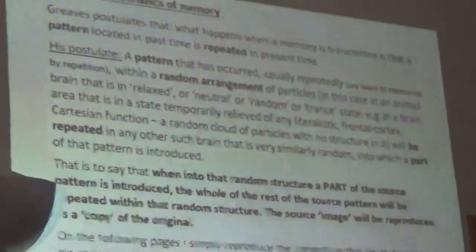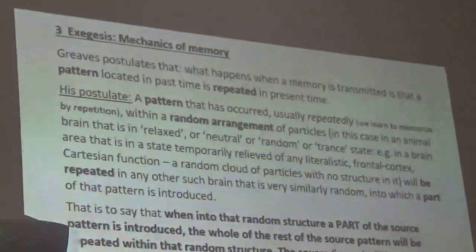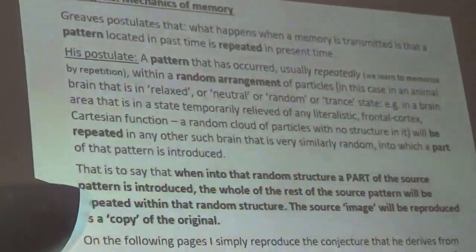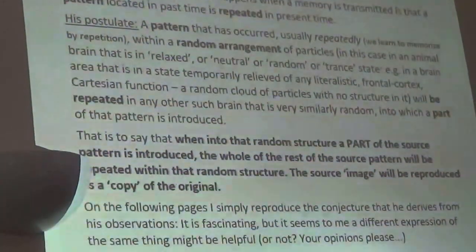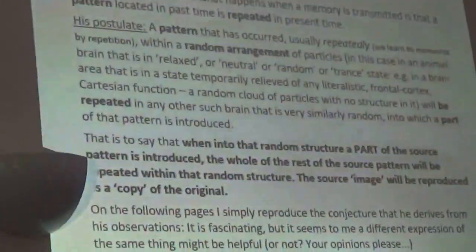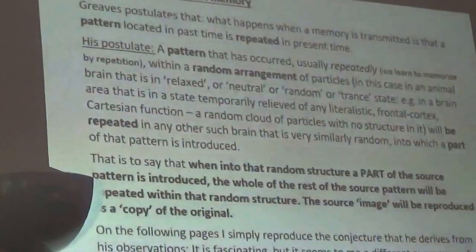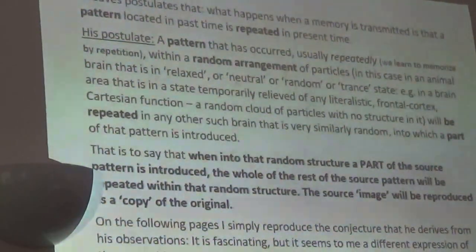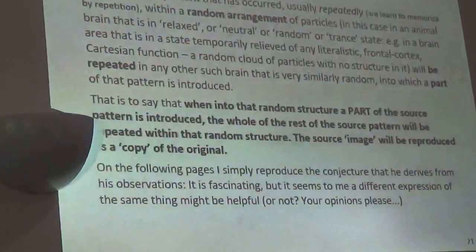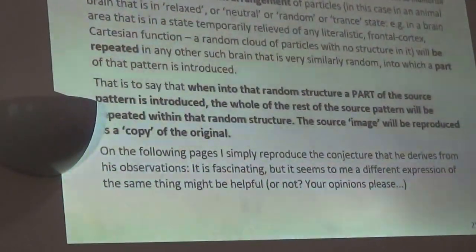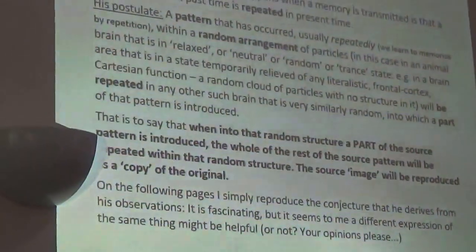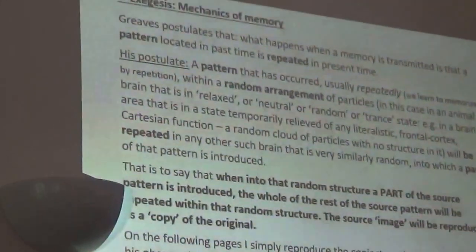Okay, he says that memory is pattern located in past time, repeated in present time. I'm still not into what he actually wrote. A pattern that has occurred, usually repeatedly, repeated in the past when you learned the national anthem, within a random arrangement of particles, in this case an animal brain that's in a relaxed, neutral, random trance state, i.e. a brain that's temporarily relieved of any literalistic, frontal cortex, Cartesian structures, a random cloud of moving electrical connections with no structure in it.